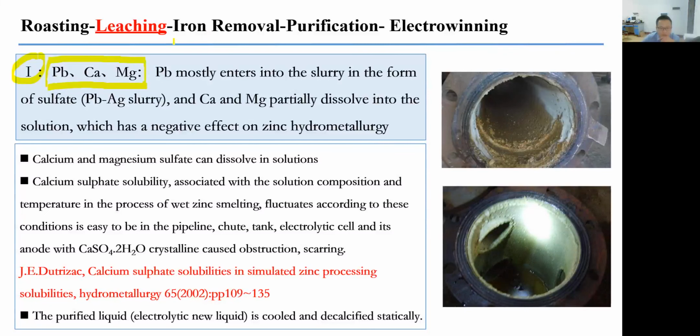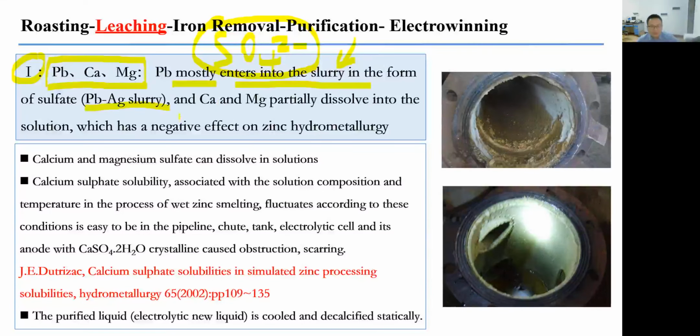When they form compounds with sulfate ions, those sulfate compounds have very small solubility in the aqueous solution system. So mostly they will enter into the leaching residue, the leaching slurry, and they will report to the lead and silver slurry.